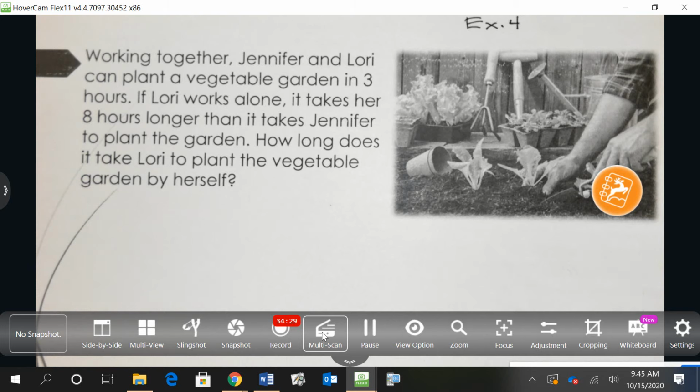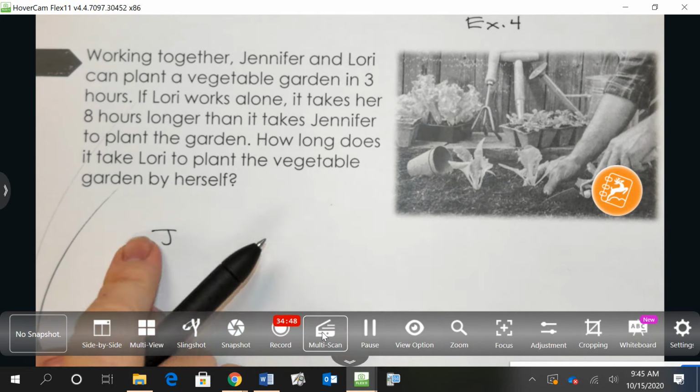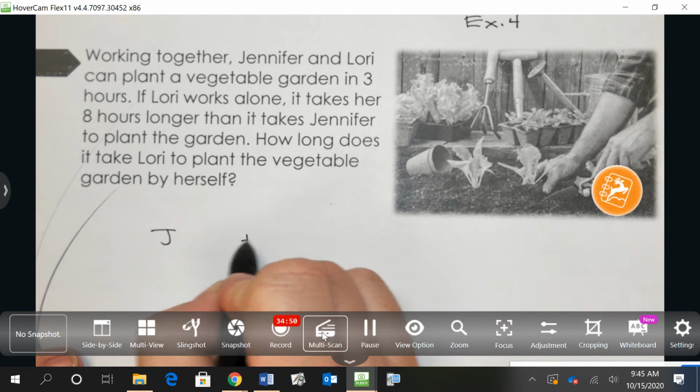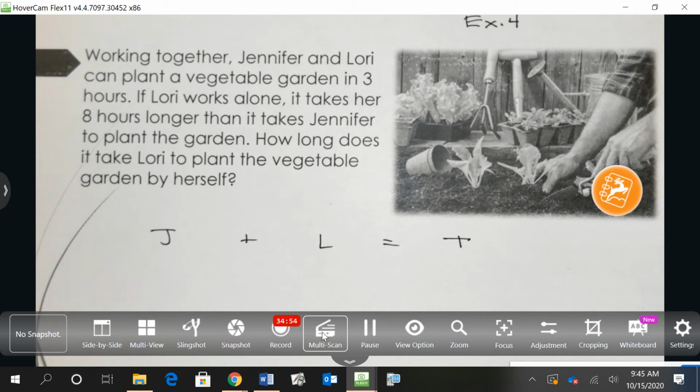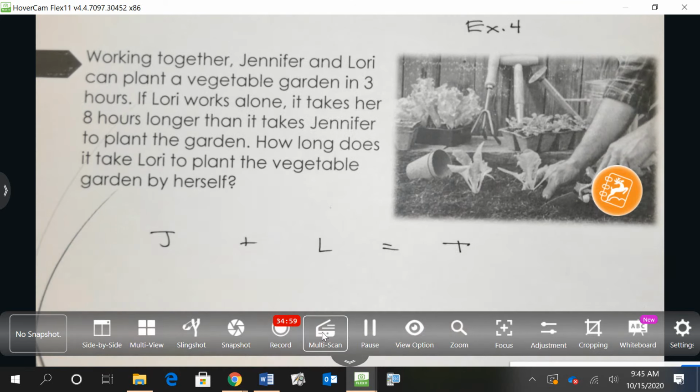Okay, working together, Jennifer and Lori can plant a vegetable garden in 3 hours. If Lori works alone, it takes her 8 hours longer than Jennifer to plant the garden. How long does it take Lori to plant the vegetable garden by herself? So how do I start this? I always identify what are the two subjects. And again, whether you put Jennifer first or Lori first doesn't make a difference. So Jennifer and Lori, and then the together. And what's the task? It's planting a vegetable garden. One part is if they do it together, and one part is if they do it individually.